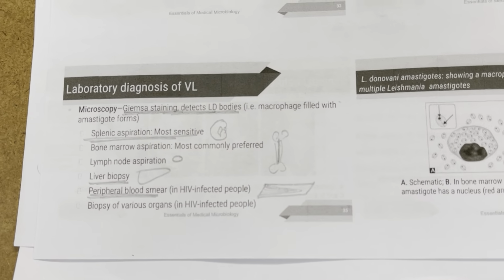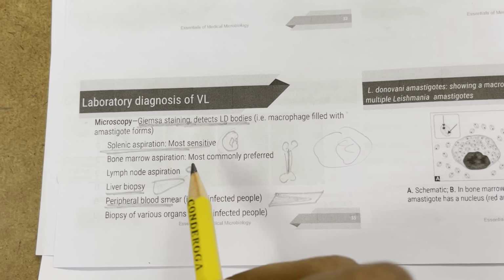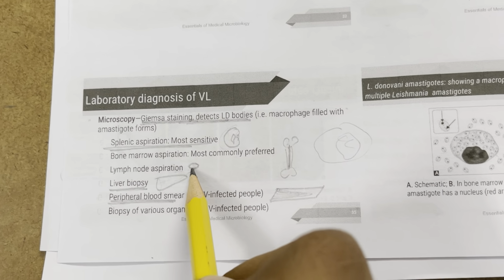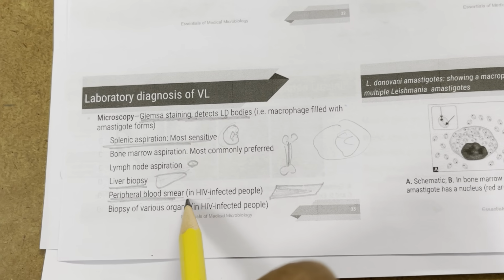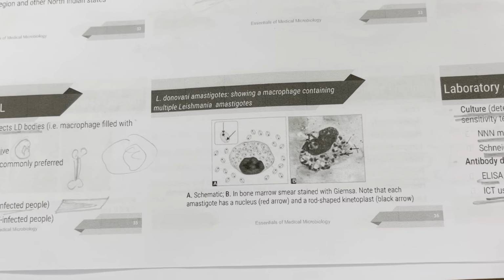So if this is a macrophage, you can see many amastigote forms here. Okay, so that is an LD body. You can detect that by Giemsa staining, and otherwise you have splenomegaly, so splenic aspiration, hepatomegaly, so liver biopsy, reticuloendothelial system affected, so lymphadenopathy, lymph node aspiration, peripheral blood smear in HIV infected people, and bone marrow aspiration, which is most commonly preferred.